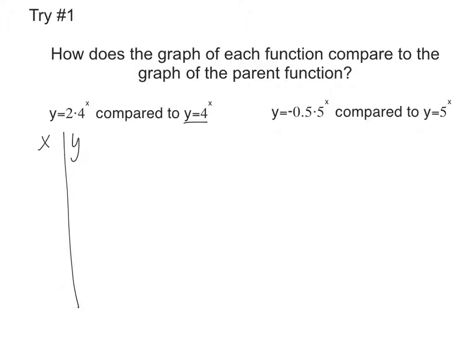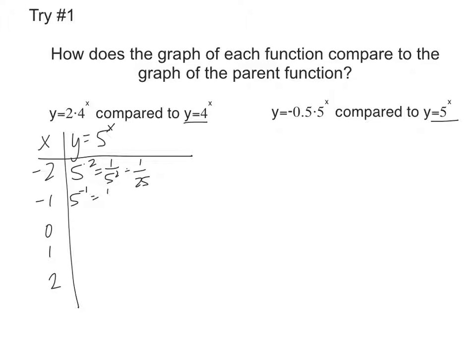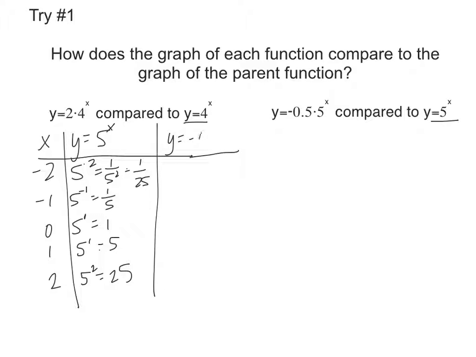All right. So here we go. Let's look at the second set. Again, this is the parent, and the second one will be the next one. So here we go. X is going to equal our standard values, negative 2, negative 1, 0, 1, and 2. Y is 5 to the x power. Okay, so that's 5 to the negative 2, which we know is really 1 over 5 squared, or 1 over 25. 5 to the negative 1 is really 1 over 5. 5 to the 0 is 1. 5 to the 1 is 5. 5 squared is 25. Okay, and then we're going to take that and multiply it times negative 1/2.